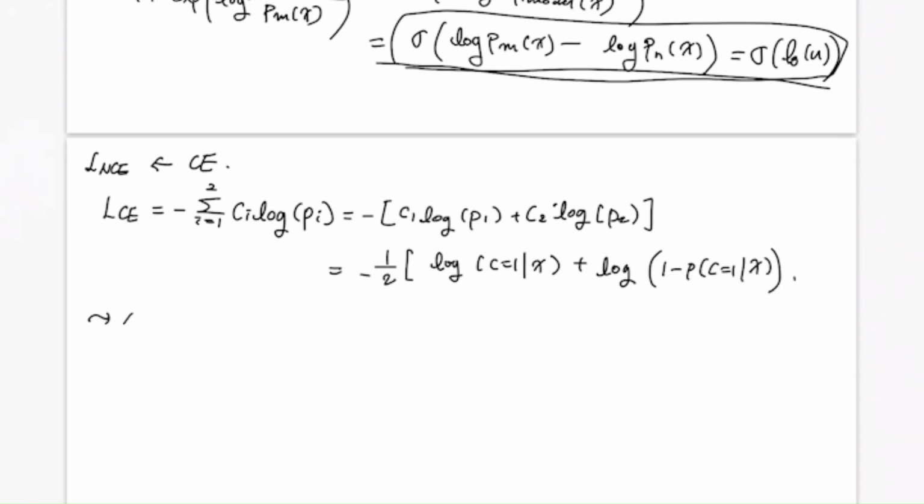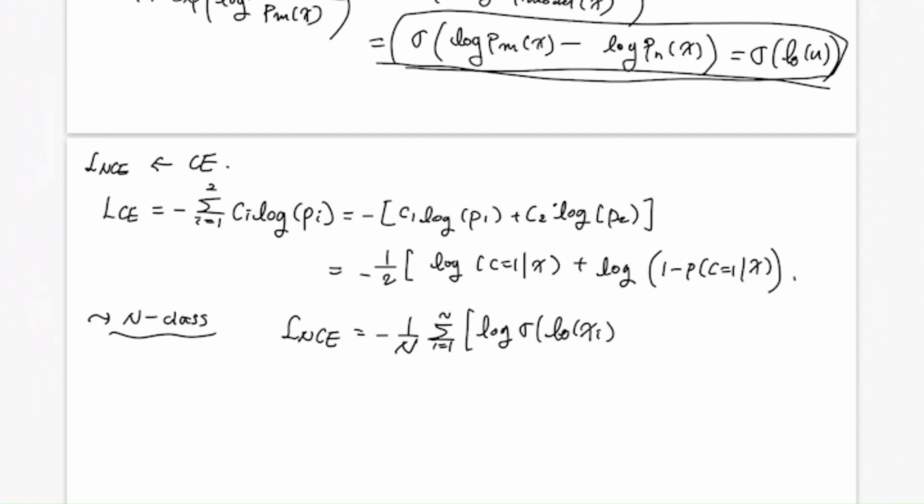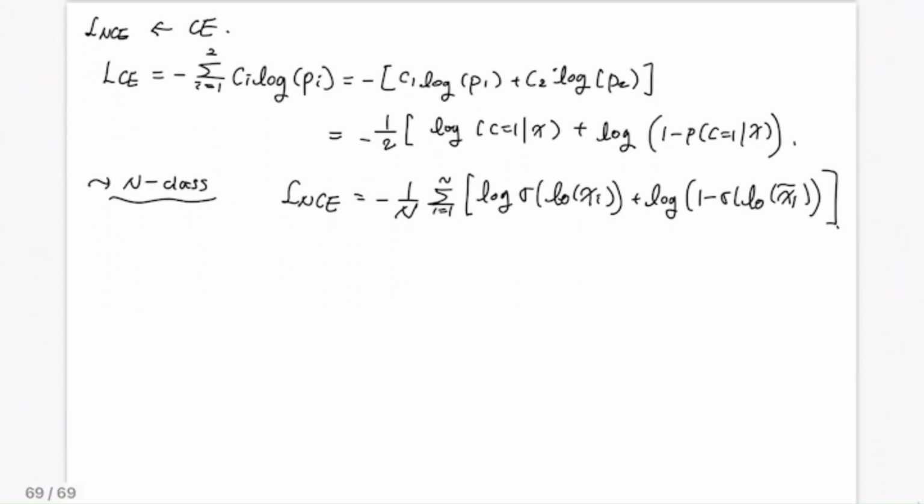If we extend to the n class case, which is the general case, we can write the noise contrastive estimation loss as 1 over n, with a summation of log sigma of the logit of x_i plus log of 1 minus sigma of the logit of x_i tilde. So here we derive the noise contrastive estimation loss.